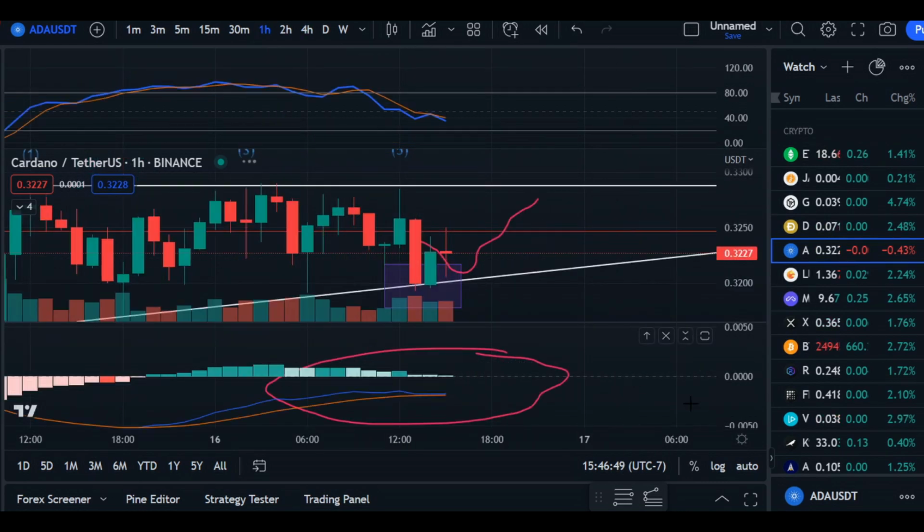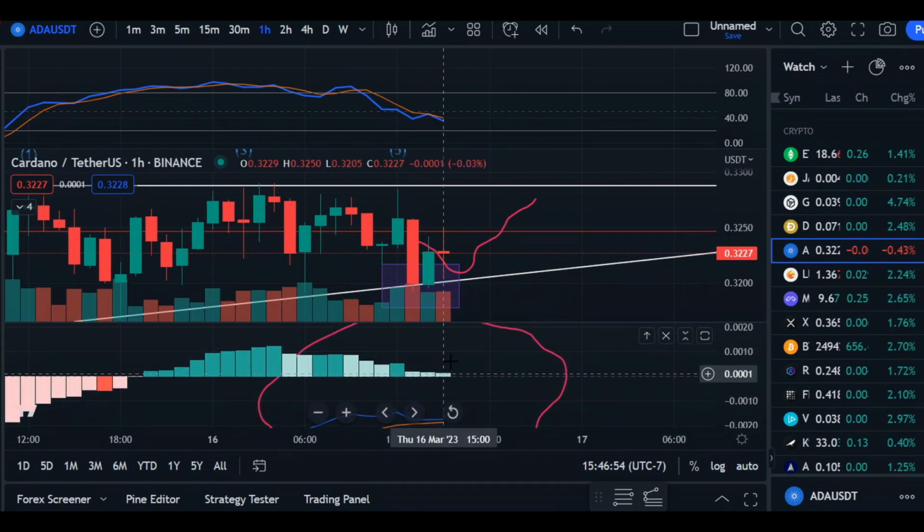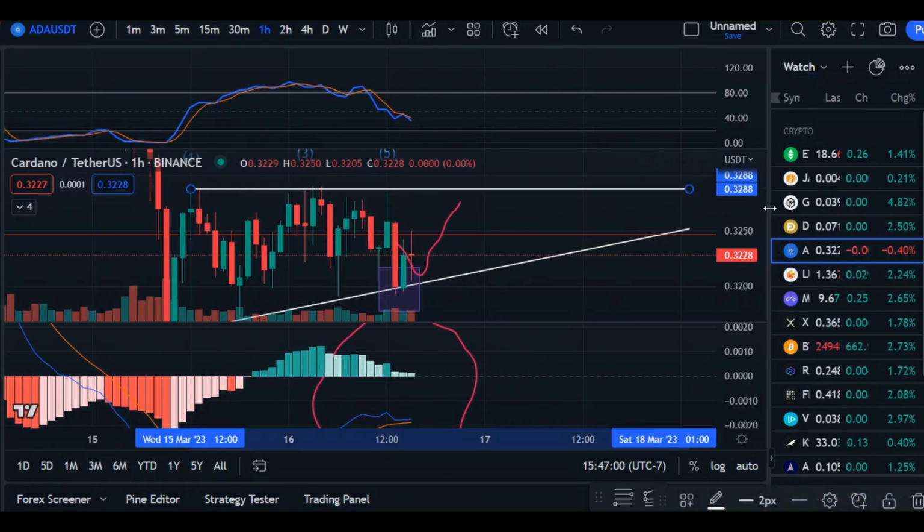So I mean, if we were to hold into the 1 hour time frame and hold more histograms of our MACD indicator, then we're most likely coming up to retest the resistance line here.